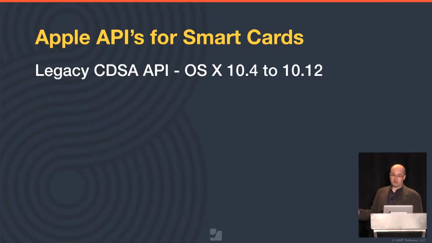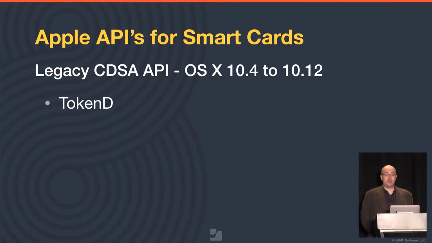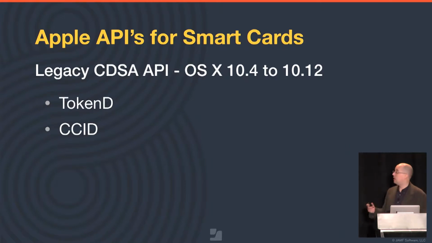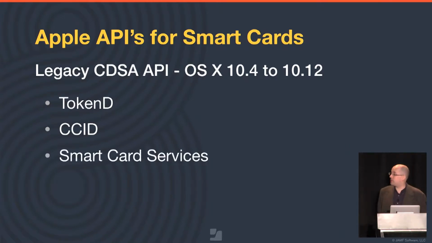As far as the API stuff is concerned, we're going to talk a little bit about Token D. Token D is effectively the driver to read from the card. CCID, this is the acronym for the drivers to read from the smart card reader hardware itself. And smart card services is Apple's overarching term for the entire layout. Smart card services actually has become an open source GitHub project, and that's quite easy to find online.